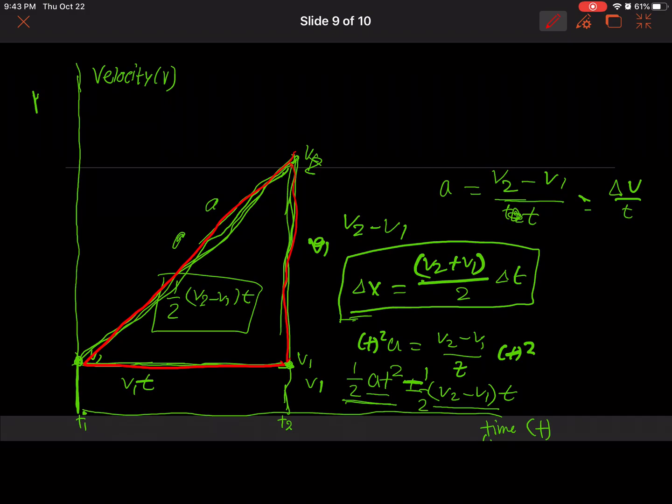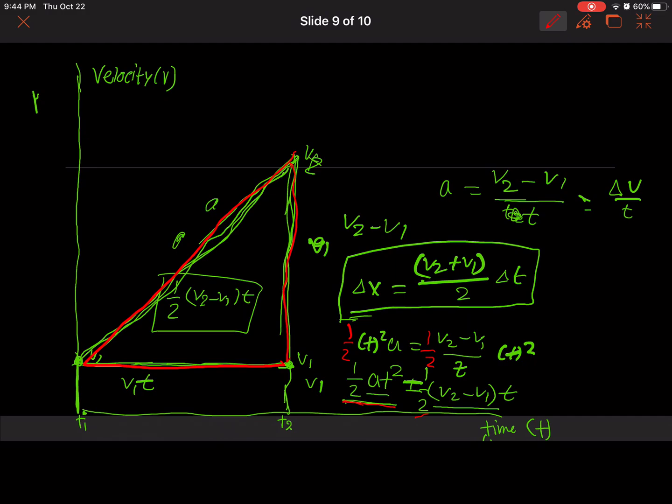I actually didn't memorize this method when I first learned this formula. I just did it on my own. I just figured this out. What I did basically here was I had a equals change in velocity over change in time. I multiplied both sides by t squared, and I got at squared equal to (v2 minus v1) divided by t times t squared, and I get this. I forgot the half, so I should include that, since you have the half in the area of the triangle. So this becomes half at squared equals half (v2 minus v1) times t, or change in velocity times t, which is the area of this triangle.